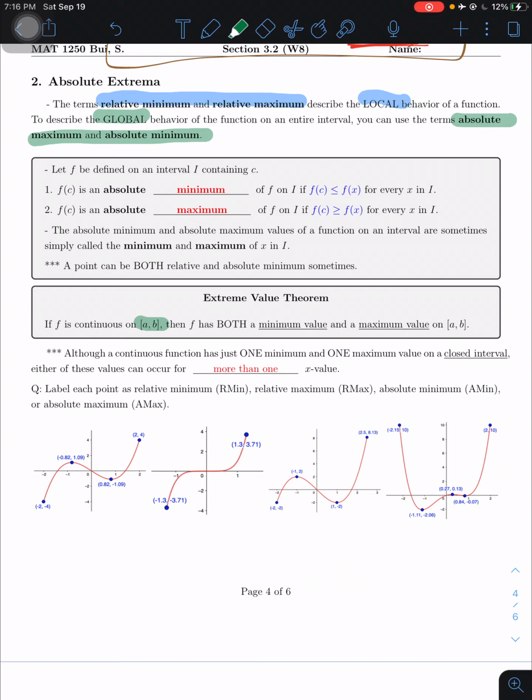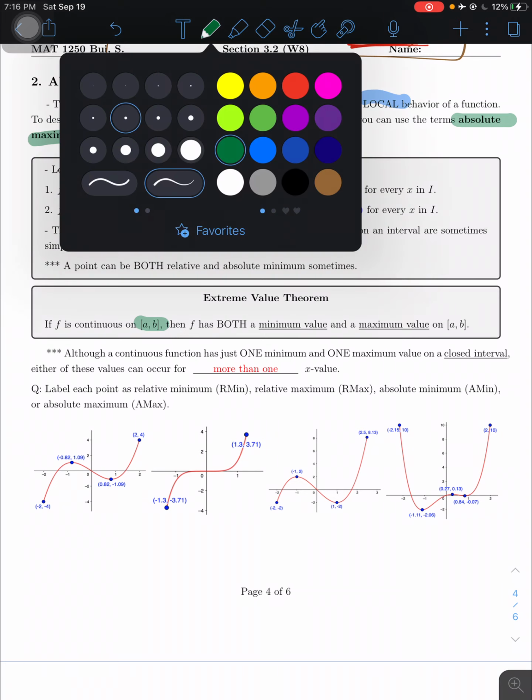My question in here is: label each point as a relative maximum, R max, relative minimum, R min, absolute minimum, A min, or just min, or absolute maximum, A max, or just max, okay? And in the test, you don't have to write out everything, so you can use R min and R max to refer to relative minimum and relative maximum. I'm okay with that, okay? So let's talk about the 4 examples that I have for you guys.